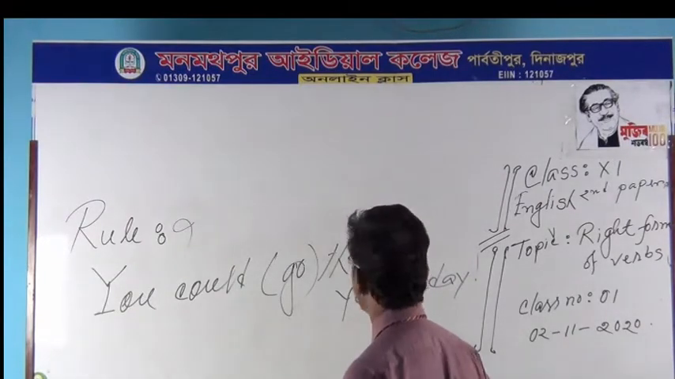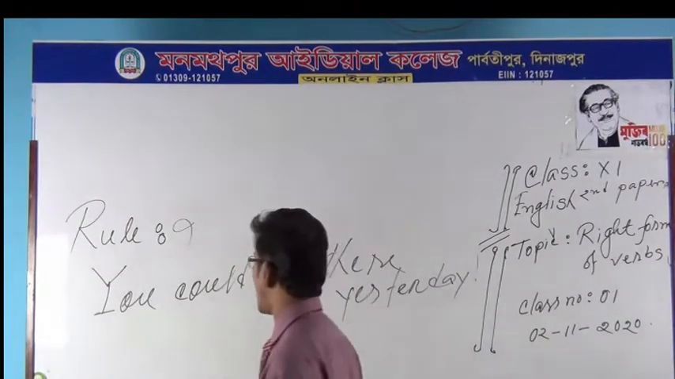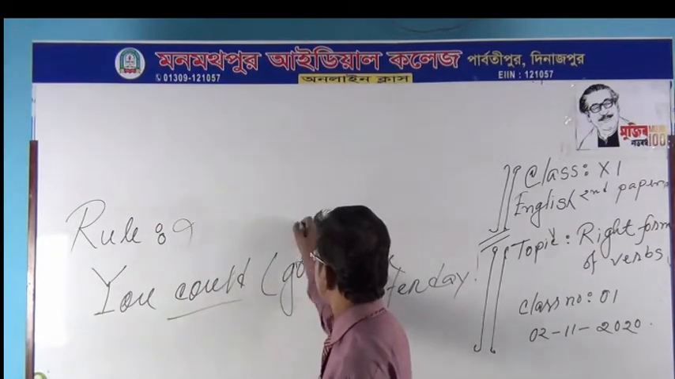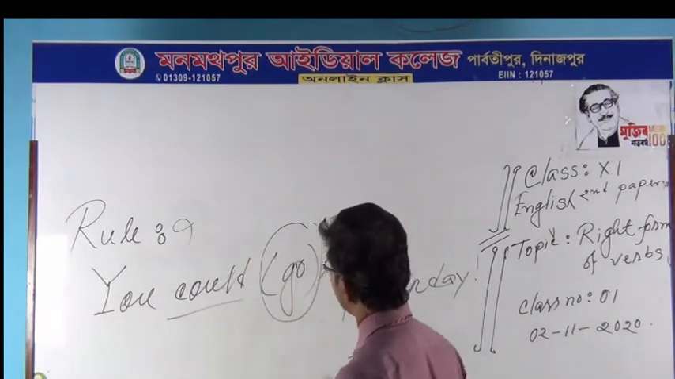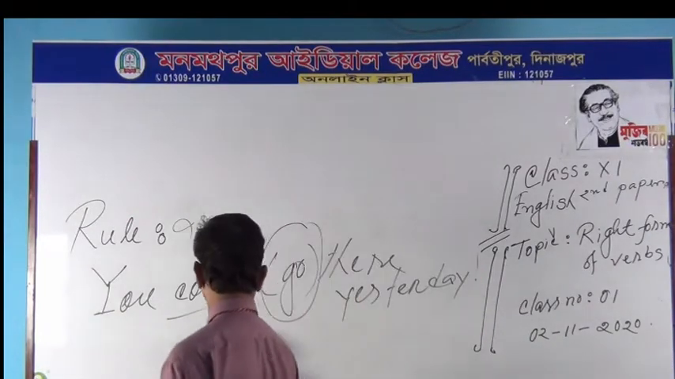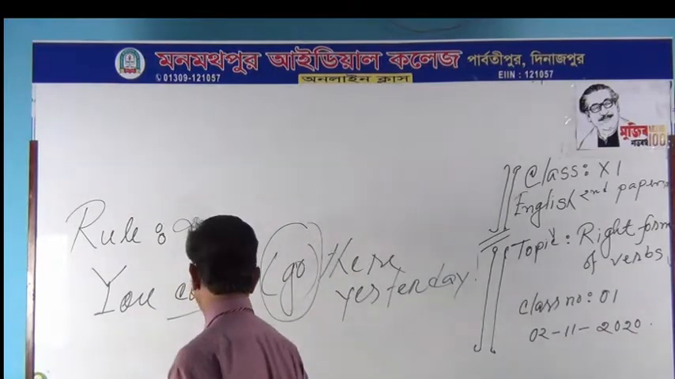Notice here, we find a modal auxiliary and this is "could". And just after this "could", we find the base form of the verb, "go". So the answer will be "go".